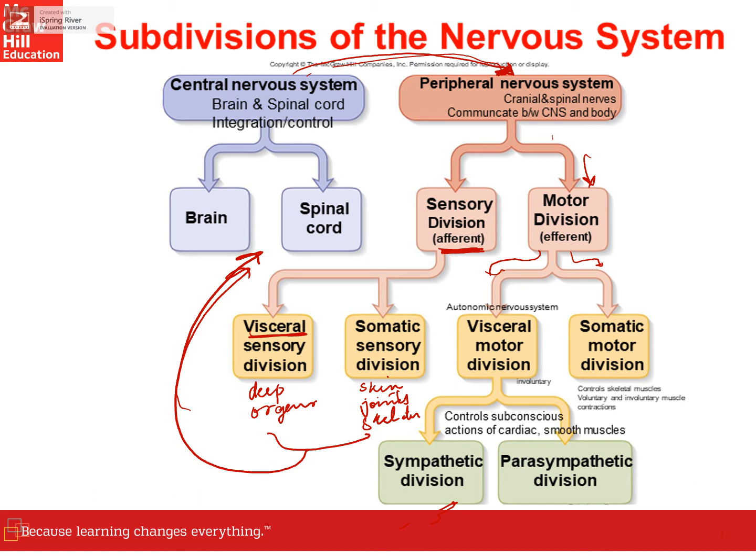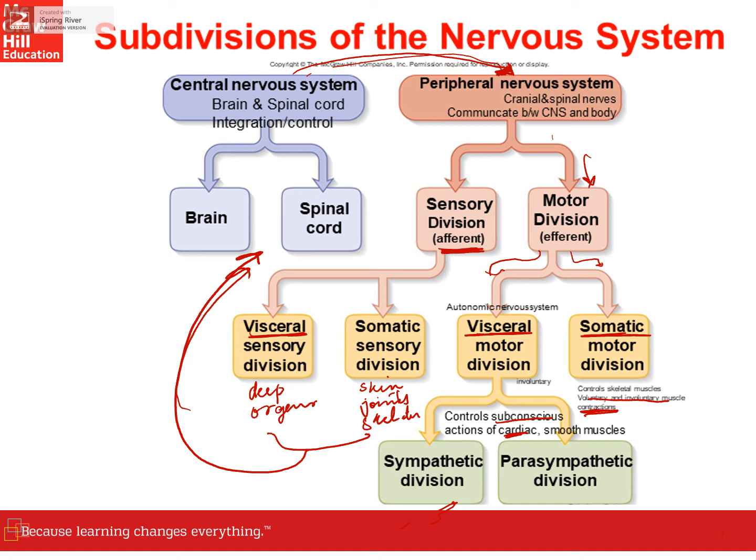Now, similarly, the motor division can also be divided into the visceral motor division and the somatic motor division. The visceral motor division controls everything in our body that we have no conscious control over, like the heart, the blood pressure, the temperature, the pH of the body, the concentration of hormones. None of these can be consciously controlled. Digestion too. So all of these will be a part of the visceral motor division. Now, the somatic motor division will control the skeletal muscles, both voluntary and involuntary contractions in the muscles.